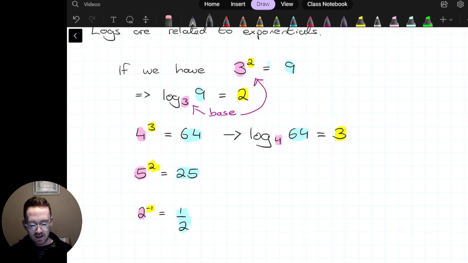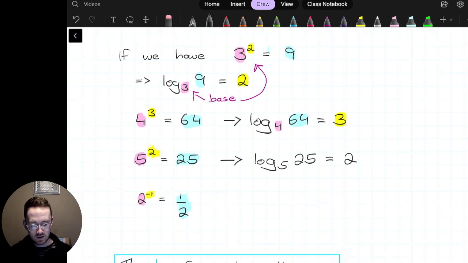Same thing we can apply with these colours as well. 5 squared is equal to 25 gives me log to the base 5 of 25 is equal to 2. And then with this next one, 2 to the power of minus 1 is equal to a half. That was one of our exponential rules. Anything to the power of a negative number becomes 1 over that original expression. So 2 to the power of minus 1 becomes 1 over 2 to the power of 1. So that is going to be log to the base 2 of a half is equal to minus 1.